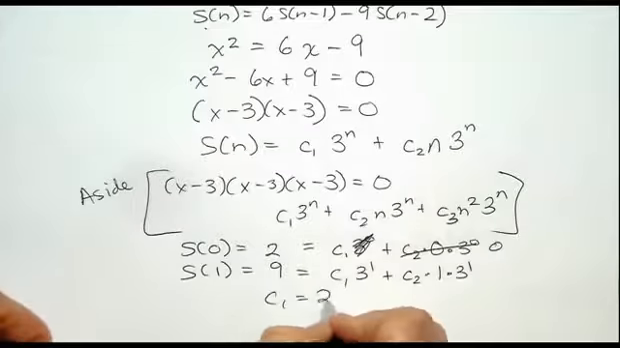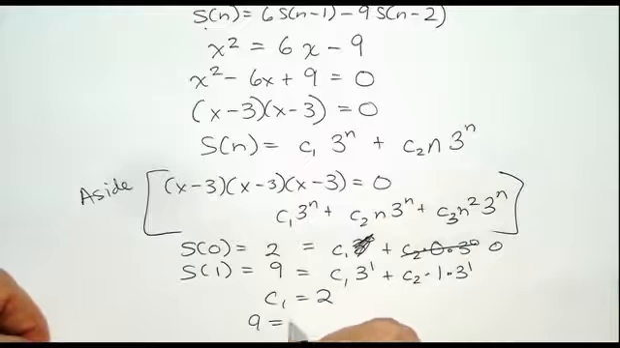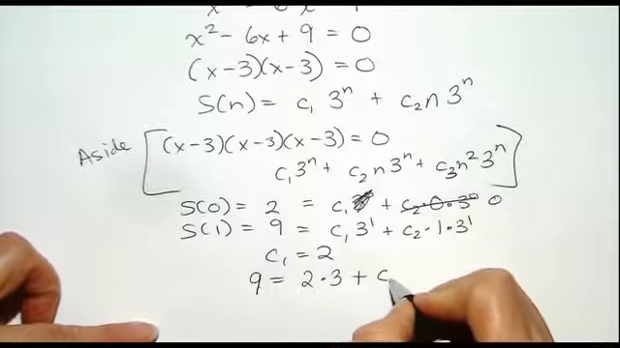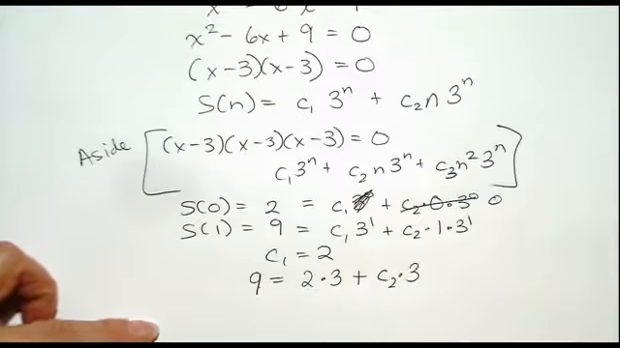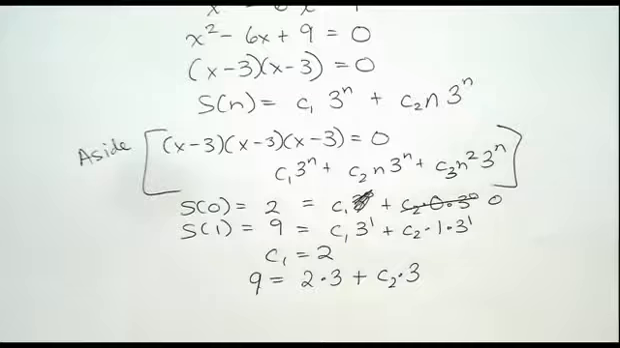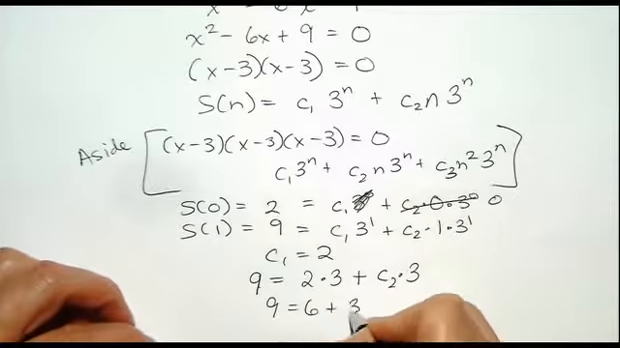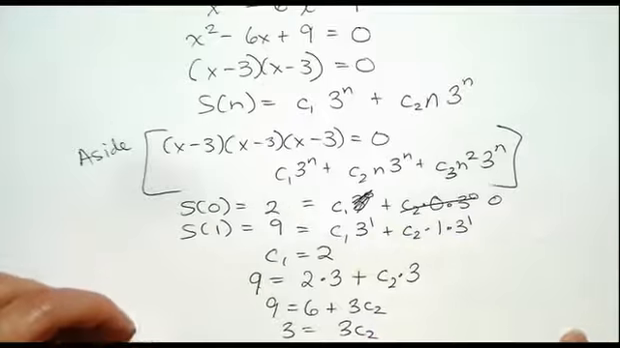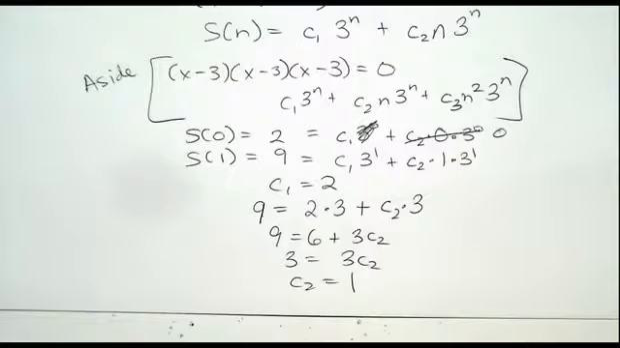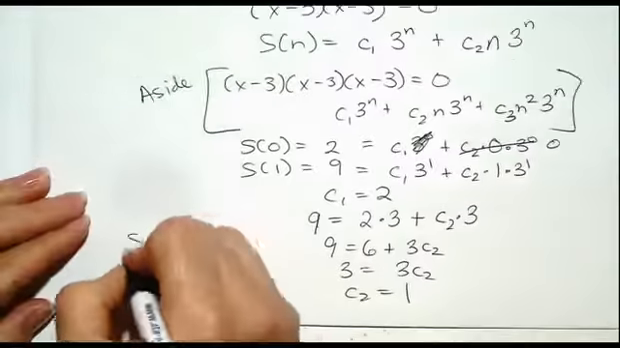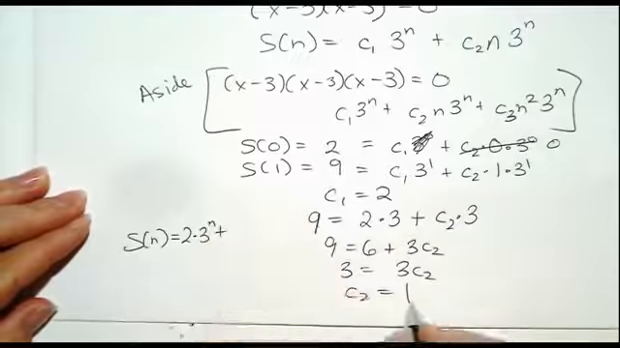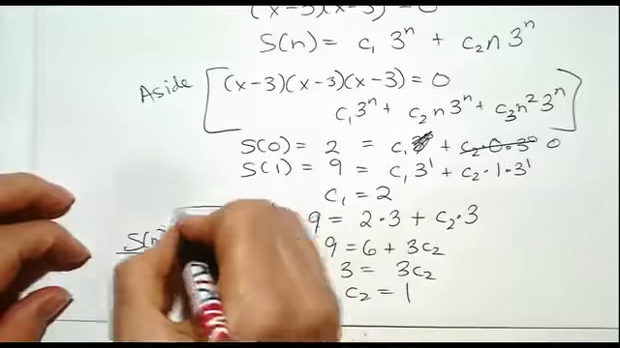So we have C1 equals 2, and then I can plug it in. So we get 9 equals 2 times 3 plus C2 times 3. Okay, so 9 equals 6 plus 3C2. 3 equals 3C2, so C2 equals 1. So now I plug that back into my formula. And that's my final closed form.